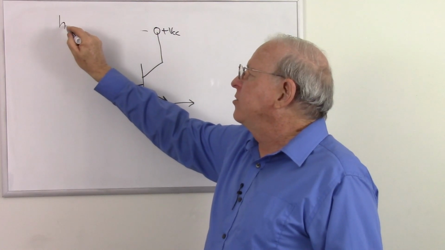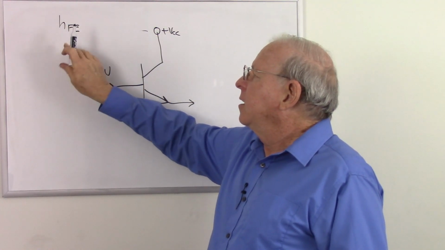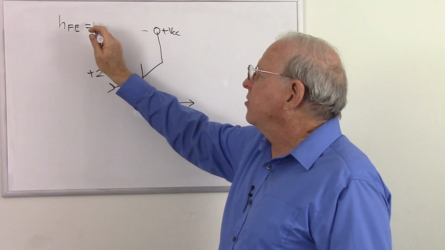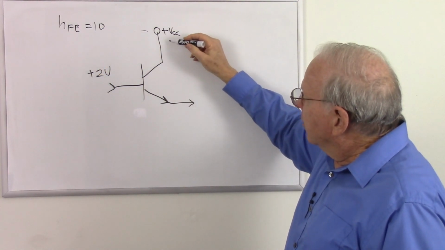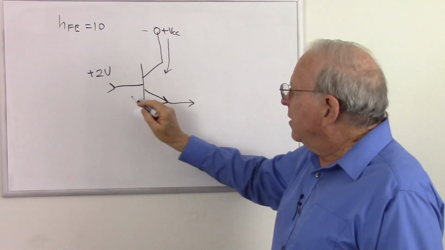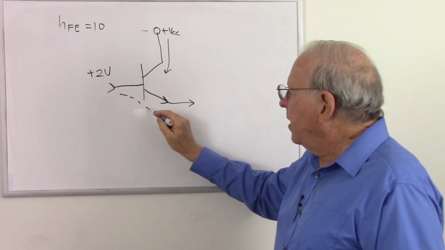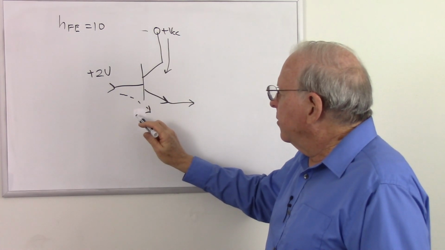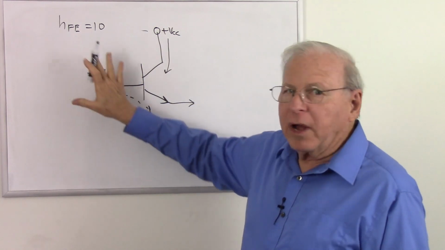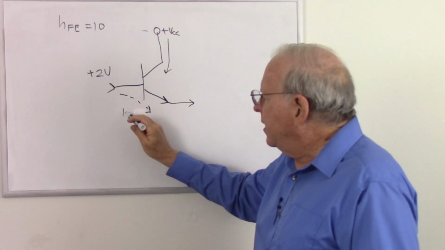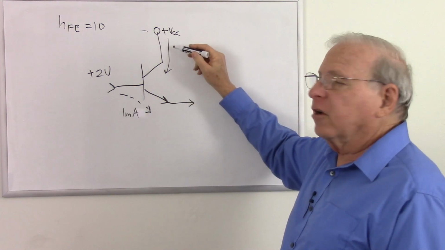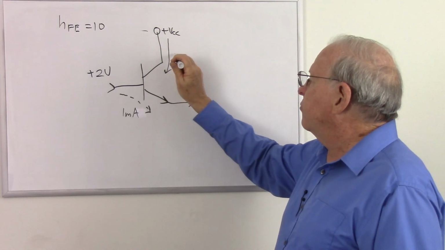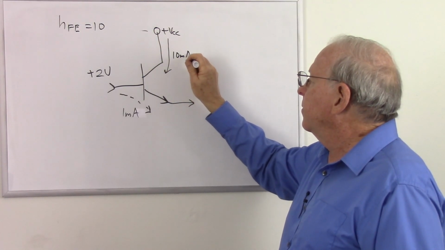So recall that HFE, uppercase, means DC characteristics. And let's say this has an HFE of 10, which means that our collector current will be 10 times our base current. So let's say we have a base current caused by whatever's going on out here to be 1 milliamp. So what is our collector current going to be? Well, HFE says it's going to be 10 times the base current, so our collector current will be 10 milliamps.